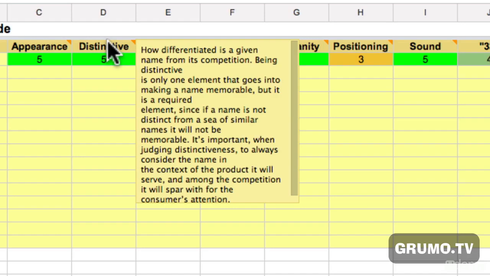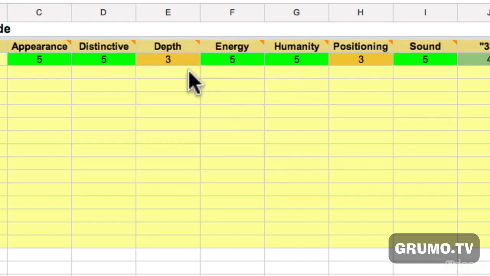Basically, make sure that your name doesn't sound like another one. Imagine you're making sodas. Don't call it something like Coca-Cola or Koka-Kola, because it's not distinctive enough. It sounds too much like that, and you may even get sued because you're obviously trying to confuse people with the name.